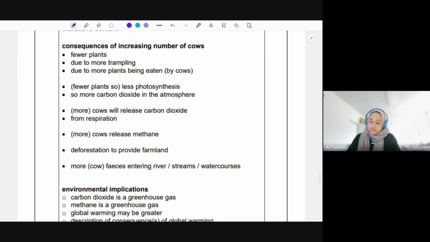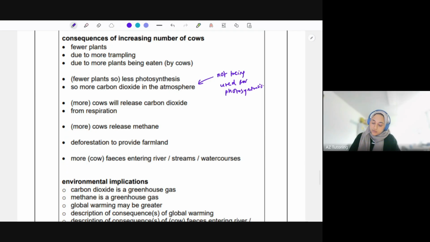So less photosynthesis, as I've just described, so more carbon dioxide is in the atmosphere because it's not being used for photosynthesis. That's another reason why deforestation is also really bad. If you're taking these trees, which all photosynthesize, and a lot of them as well, you're still keeping a lot of carbon dioxide in the air because the trees are not going to use it for photosynthesis because they're not there. Okay, so that's one point.